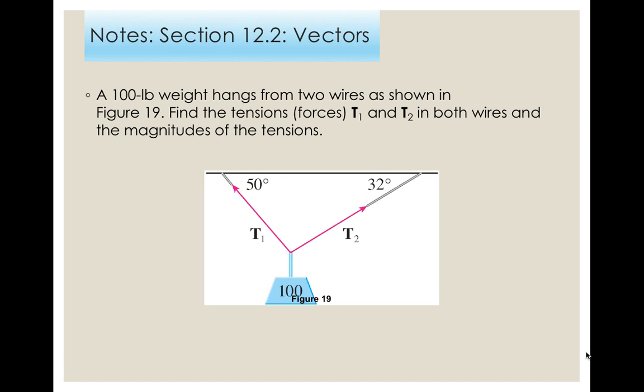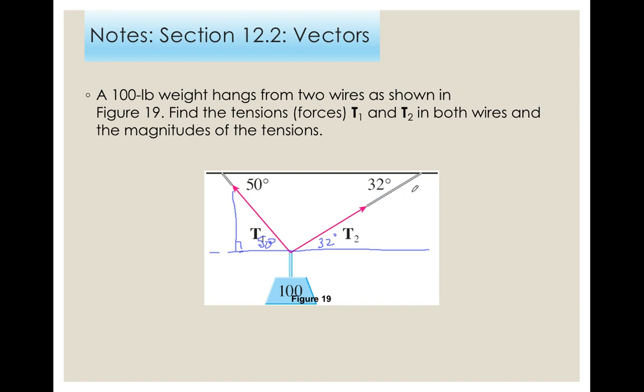So this is just a two-dimensional problem. If I've got two wires, and I have a 100-pound weight, find the forces. And the forces are represented there by T1 and T2. And I'm going to do that with vectors, and I also want the magnitude. So here's how I'm going to manipulate this problem. I'm going to take those angles of 50 and 32, and I'm going to create a drawing where I've got another parallel line here, and I'm going to just use alternate interior angles, one of the few things I need from geometry, and create some triangles right here.